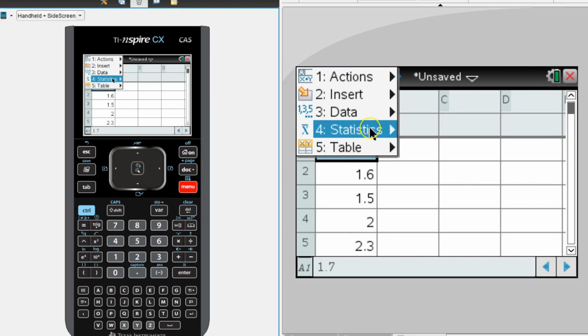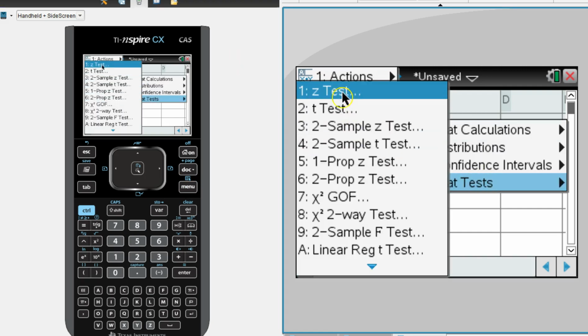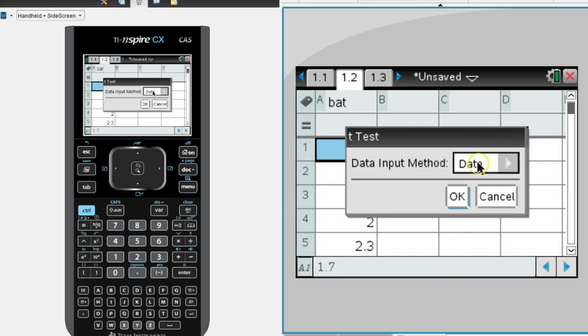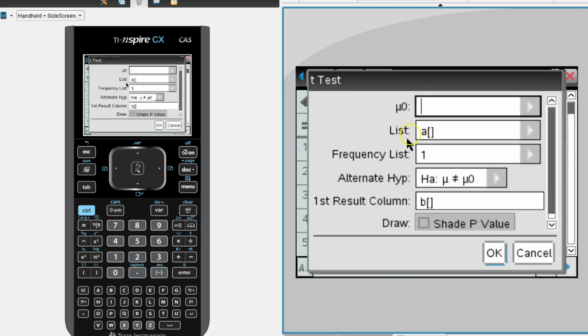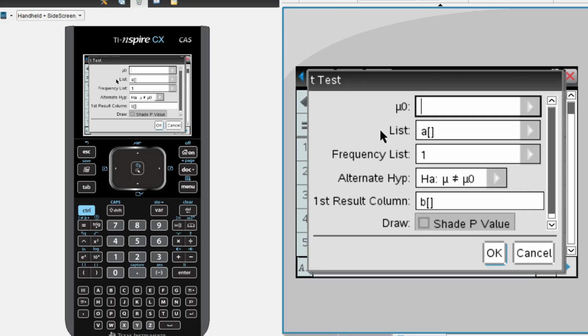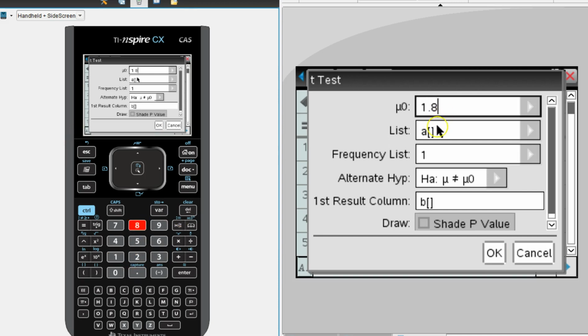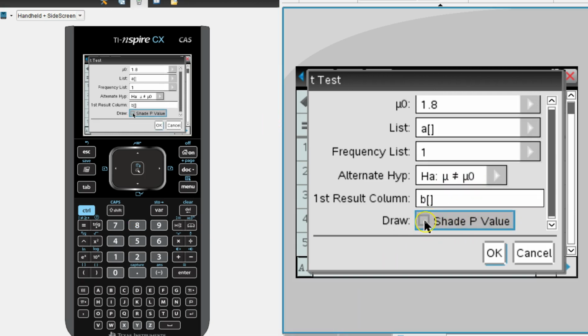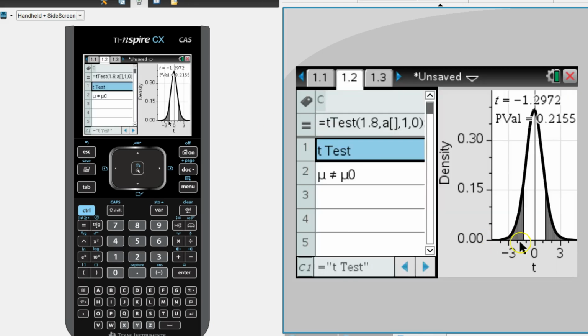Menu, statistics, tests, a t-test with actual data this time. The claim was 1.8. My list of data is in A. Alternative was not equal to, put the results in B. Shade is kind of nice because it shows a picture of it. You don't have to do that, but if you do that, it adds a little picture to show you. By the way, notice I did a not equal to and they shaded what? Not equal to is a two-tail test. They doubled the p-value there.